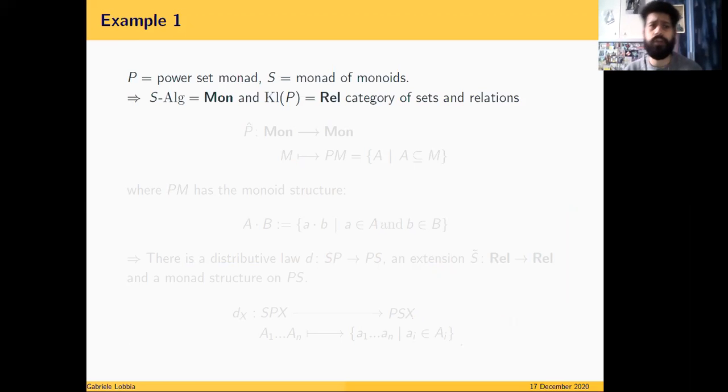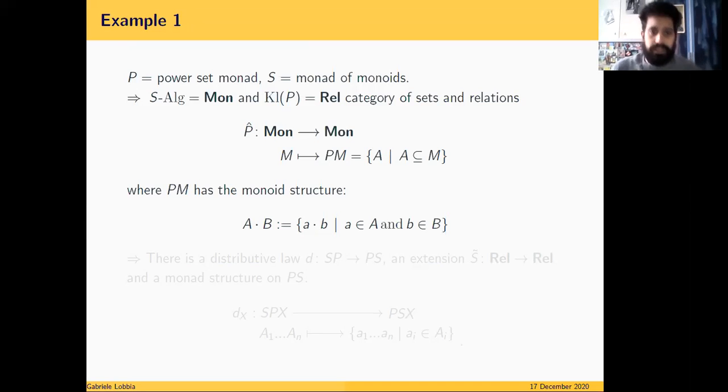Okay, so the S algebras are just the category of monoids. And the Kleisli category of P instead is the category whose objects are sets and morphisms are relations. You can check this, it is not very difficult. Or in general, if you want, I can explain.